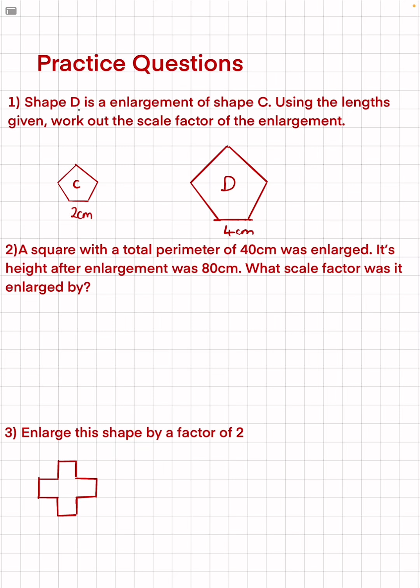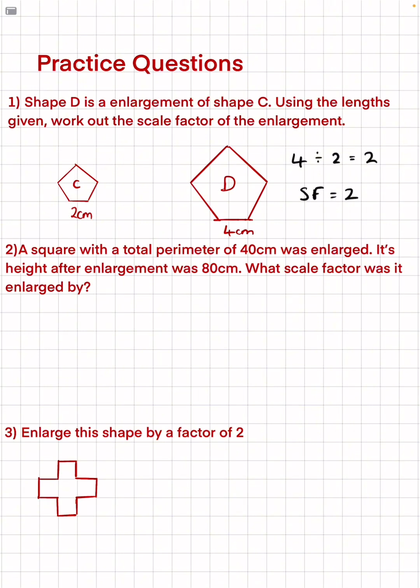Question 1 says shape D is an enlargement of shape C. Using the lengths given, work out the scale factor of the enlargement. To work out the scale factor, we need to divide the length of the enlarged shape by the same length on the original shape. So 4 divided by 2 equals 2. So the scale factor is 2.